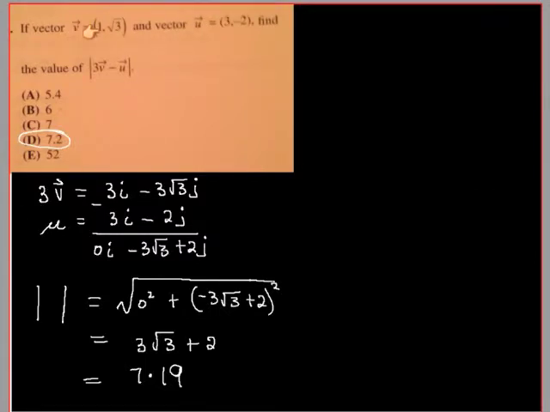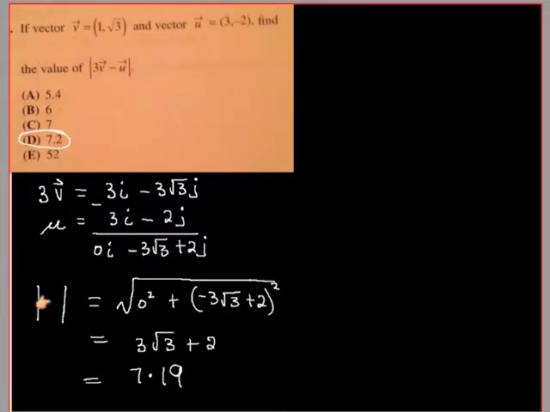Vector v is 1, root 3, and vector u is 3, negative 2. 3 times vector v would be 3i minus 3 root 3j, and vector u is simply 3i minus 2j. You have to subtract the two vectors, so 3 minus 3 is 0. Negative 3 root 3j minus negative 2 would turn into a plus, so this would be negative 3 root 3 plus 2.